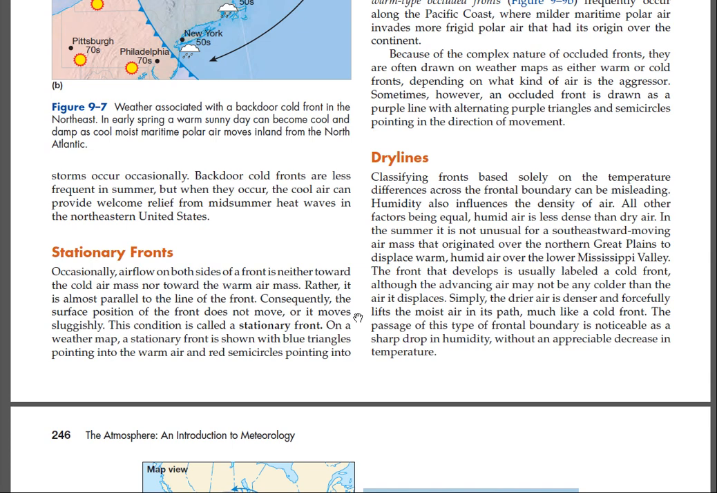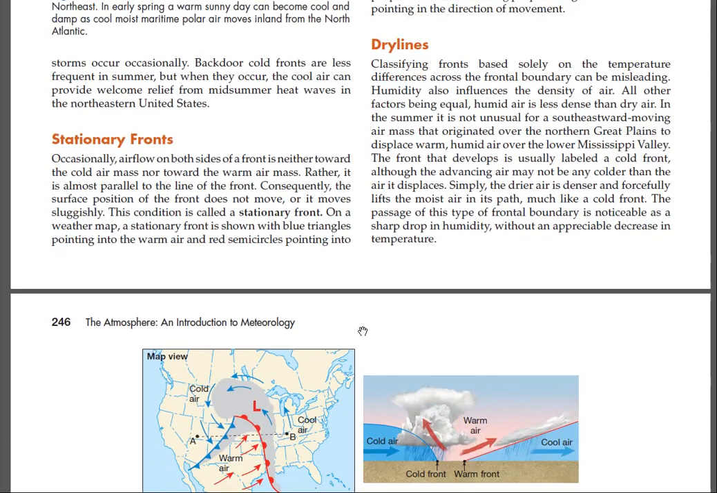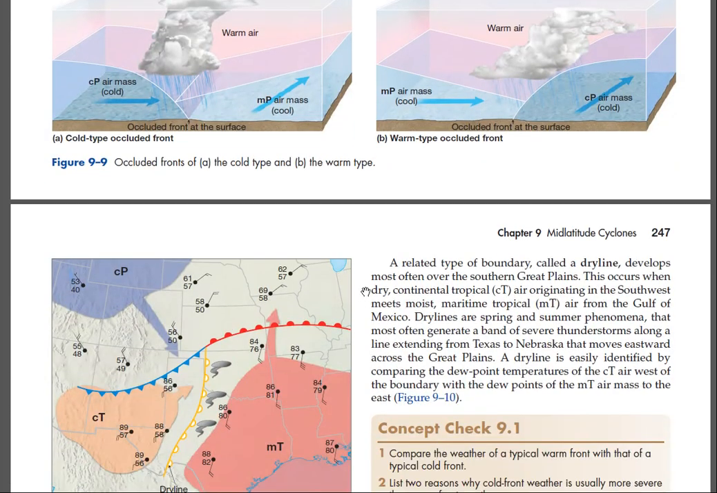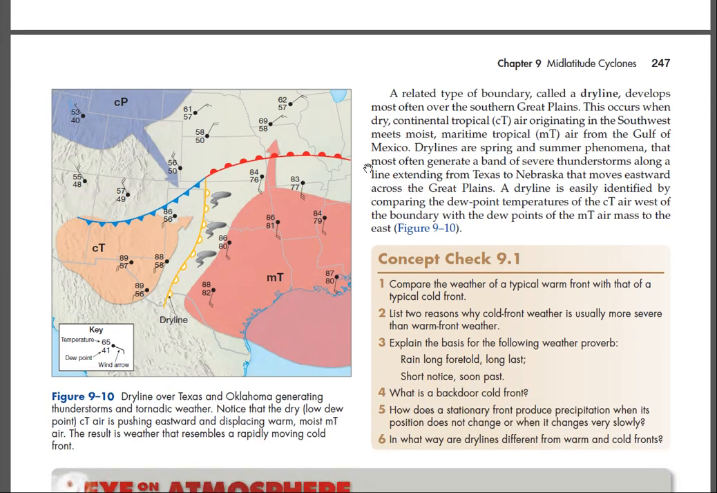The passage of this type of frontal boundary is noticeable as a sharp drop in humidity, without an appreciable decrease in temperature. A related type of boundary, called a dry line, develops most often over the southern Great Plains. This occurs when dry, continental tropical (cT) air originating in the southwest meets moist, maritime tropical (mT) air from the Gulf of Mexico.